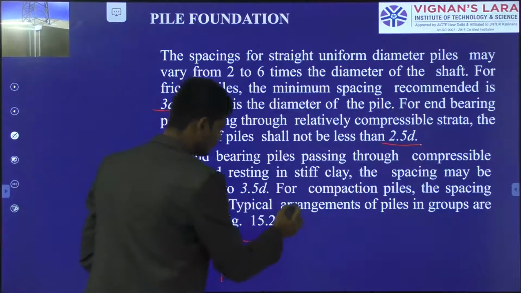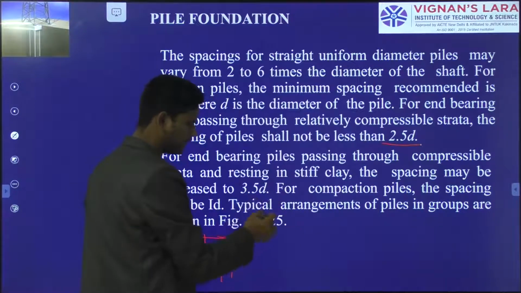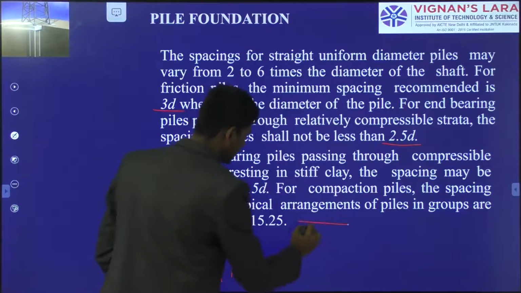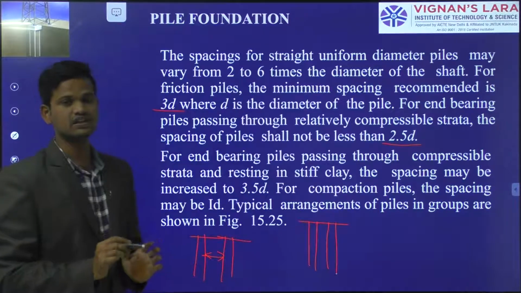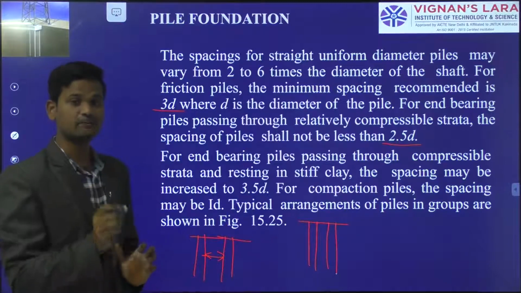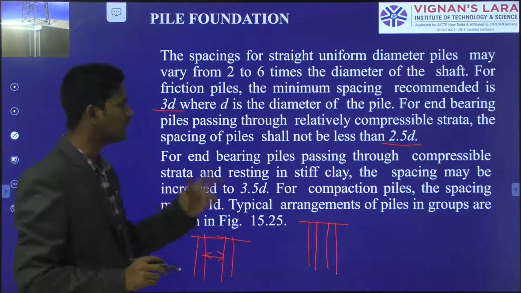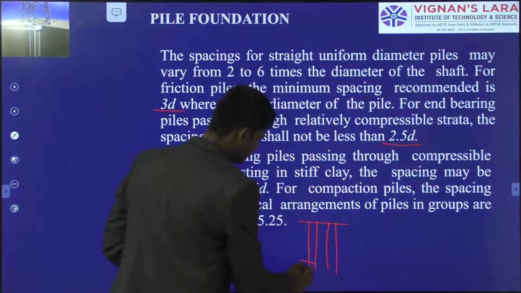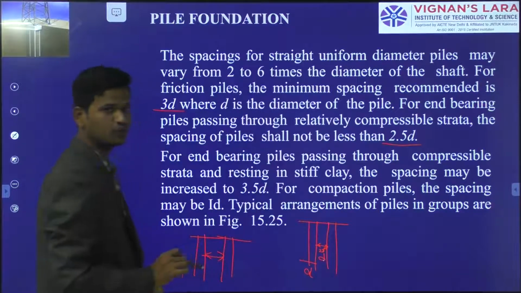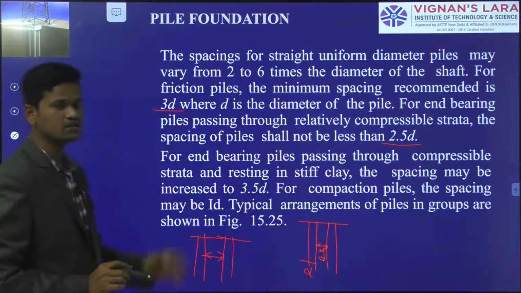Suppose you are inserting the end bearing pile or point bearing pile. While you are inserting 2 piles, you are keeping the piles in between. This distance should not be less than, compulsorily, more than 2.5 times the diameter of the pile. Whatever the diameter of the pile you are using, for this diameter you have to provide 2.5 times the distance, and you have to give the distance to the secondary pile.